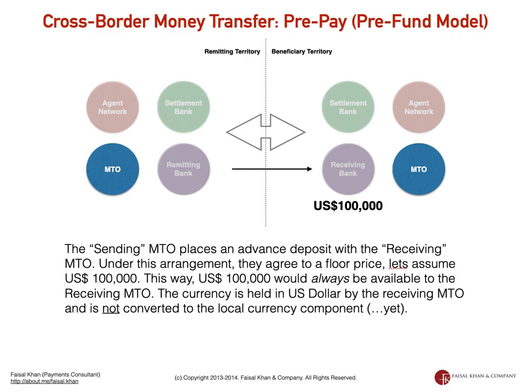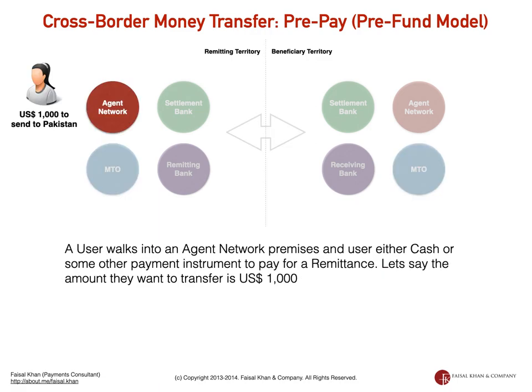So the sending MTO places an advance deposit with the receiving bank. Let's say this is $100,000, and this is always available to the receiving MTO. So the sending MTO is pre-funding into the beneficiary country. And remember, it's not converted to the local currency yet. It is only converted when the actual remittance arrives. So same thing, a user walks in, they want to send $1,000 to Pakistan, they pay for it.